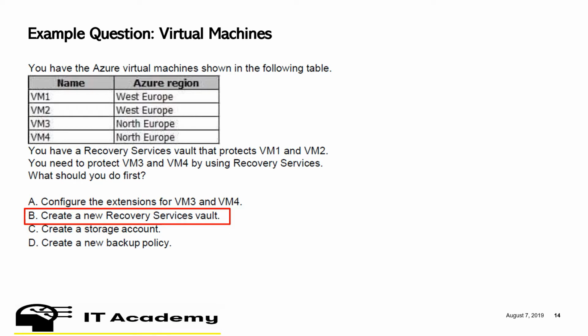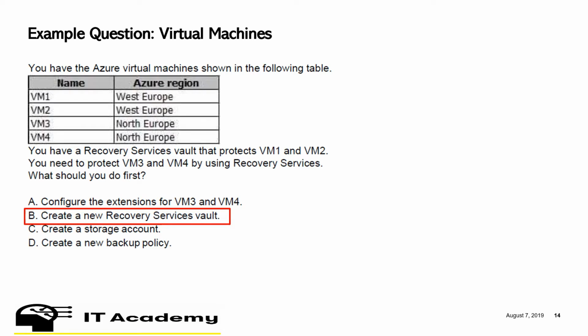Now, this is one of those scenarios where I'm really picking the best answer from a bad bunch. In the real world, would I already have a Recovery Services Vault in North Europe? Maybe I might have. So maybe in the real world, that's not the right answer. But create a new Recovery Services Vault, that is the most correct answer in this circumstance. So let's take a look at the other answers and understand why they are wrong.